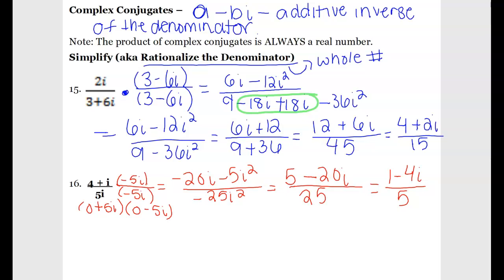Okay, homework's the front and back of that next page.